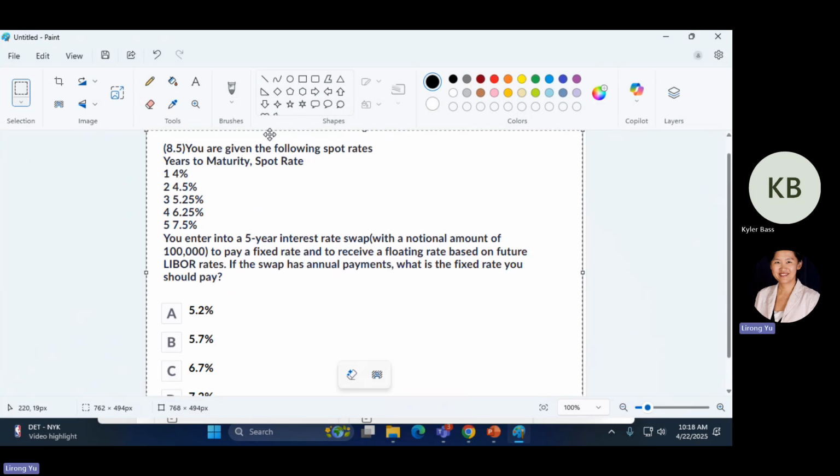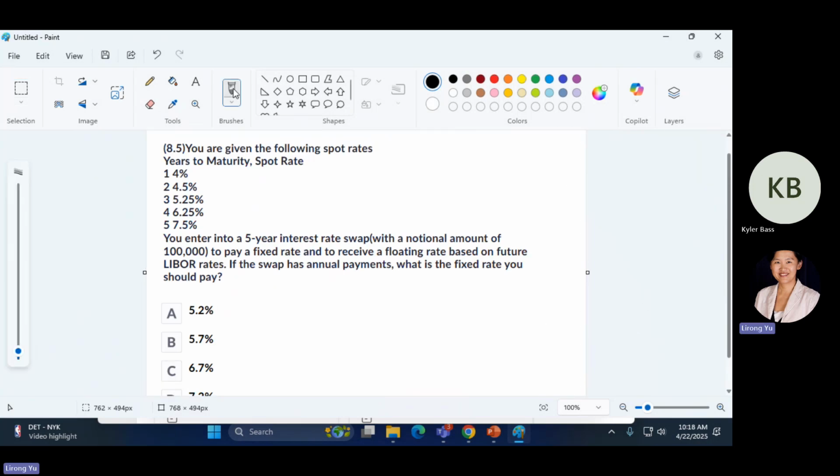Okay, so we want to calculate R. Let's write down the formula. R is equal to, and the denominator is supposed to be the summation of all the PT for all the time that's in the term. This is a 5-year interest rate swap, so you're going to need all the P1 to P5 added together.